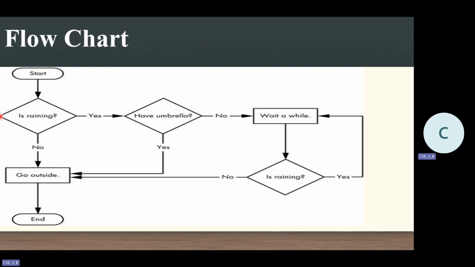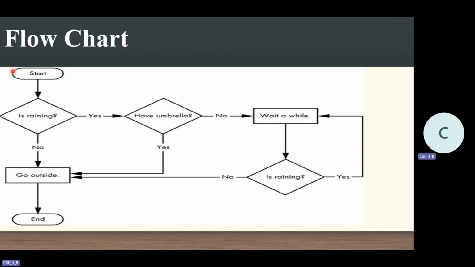Let us understand through a flowchart. A flowchart is nothing but a diagrammatic representation of the statements, showing how the control flow takes place. Here we can see the pictorial representation for the given task: when it is raining, whether we go outside or not. Let us observe how this task can be represented through a flowchart.